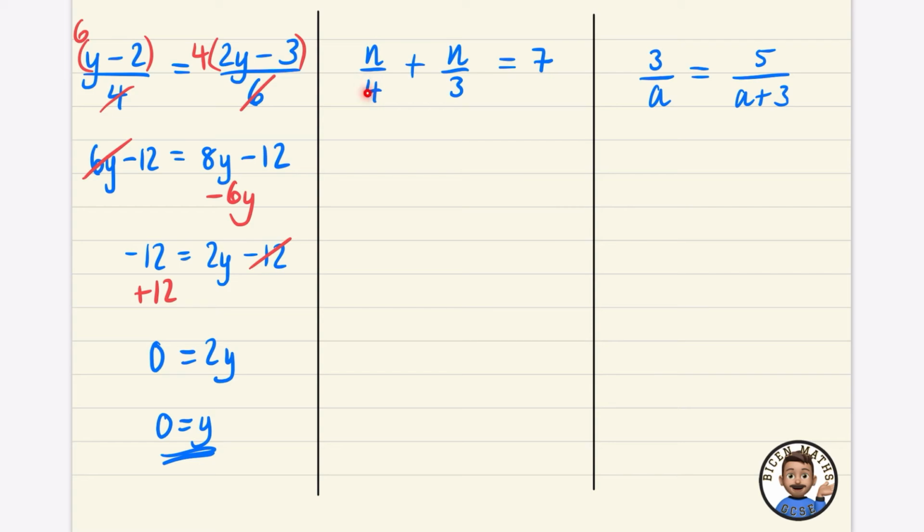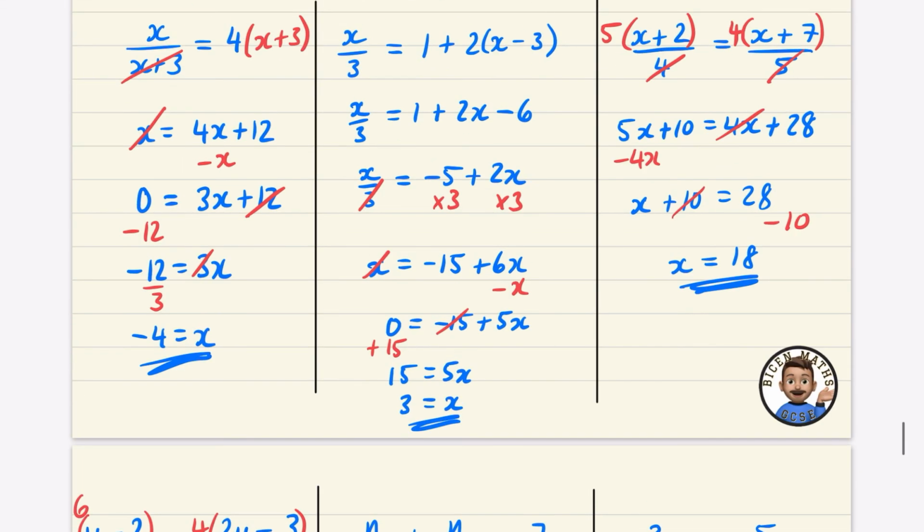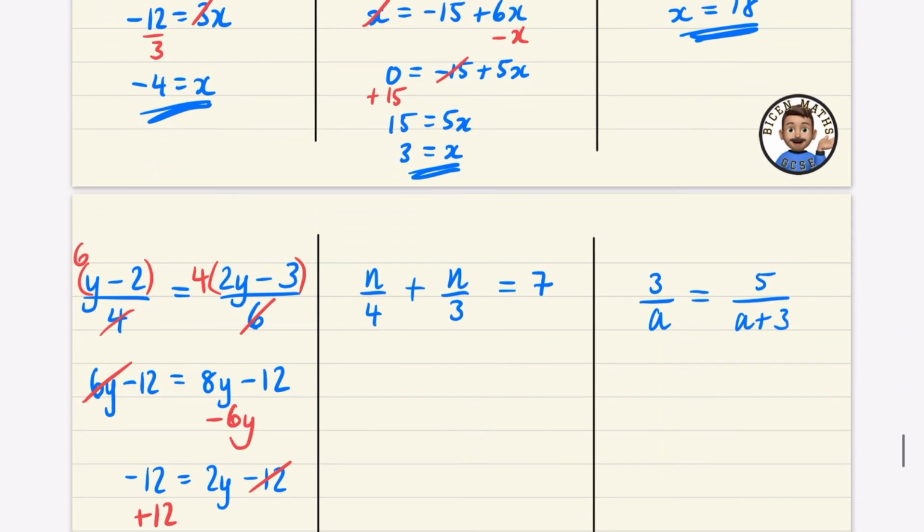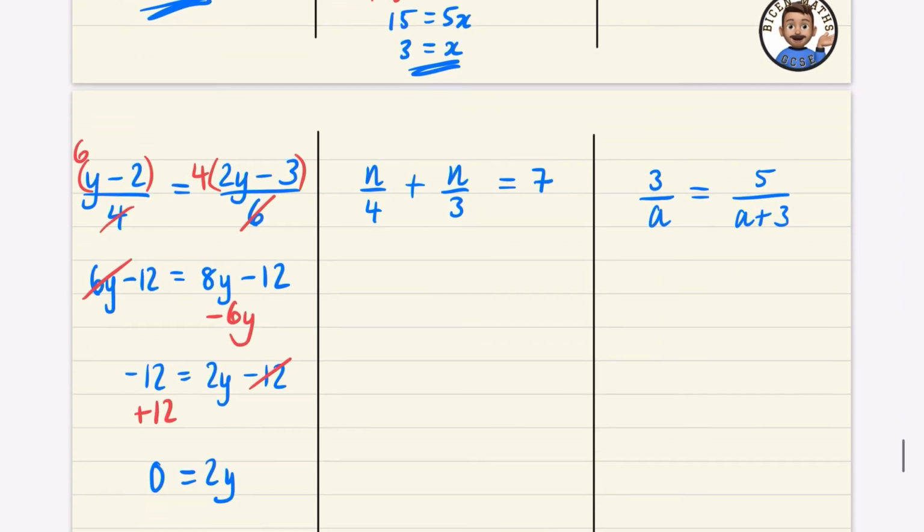Now, this one's a bit trickier, right? Because it's a bit like this middle one, where at some point we needed to multiply everything through by the same thing. So I'll deal with this one to begin with. I don't want that 4 anymore, so I'm going to get rid of that 4 by multiplying each part by 4. Now, I'm going to multiply this part by 4, and I'm going to multiply this part by 4. If I want to multiply this by 4, I'm literally just multiplying the numerator by 4. That's what I'm talking about.